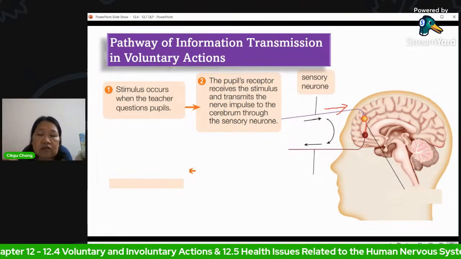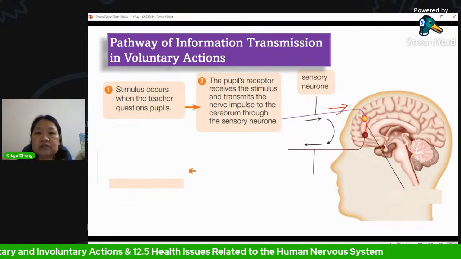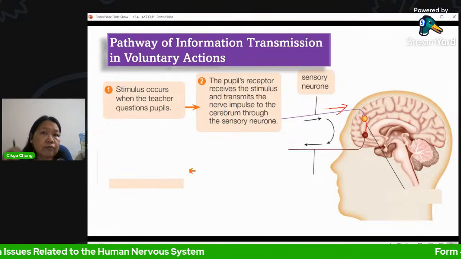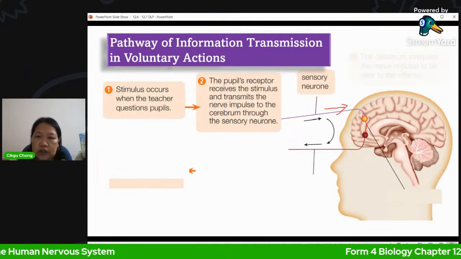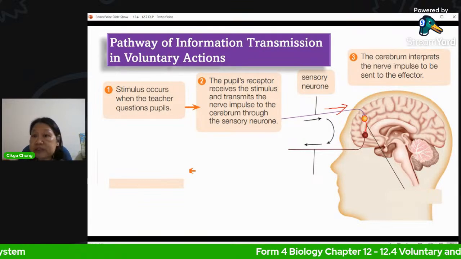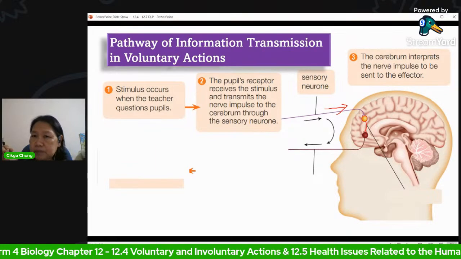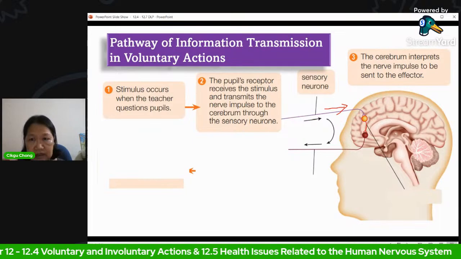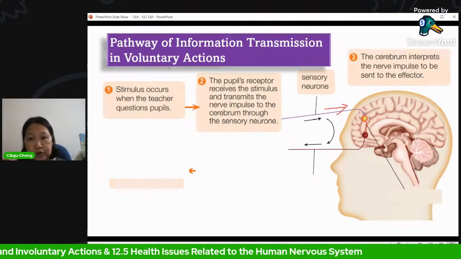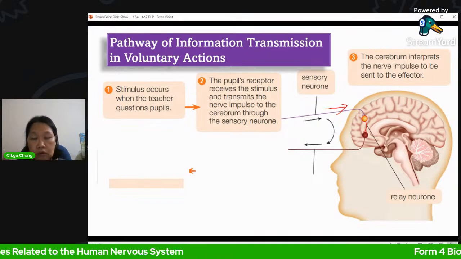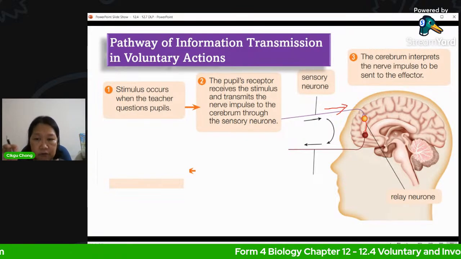The brain, because this is a voluntary thing, you need to understand the question, all right? And then after that, you need to produce your voluntary action of putting up your hand. Then you will see the cerebrum interprets the nerve impulse to be sent to the effector. So now the cerebrum receives the impulse, it will produce the impulse and send it to the effector. Before that, you will see there's another neuron in between. This is called the relay neuron. The relay neuron is found in the brain or the spinal cord.